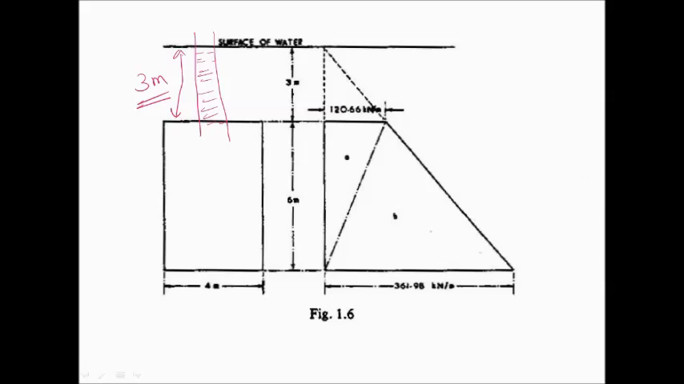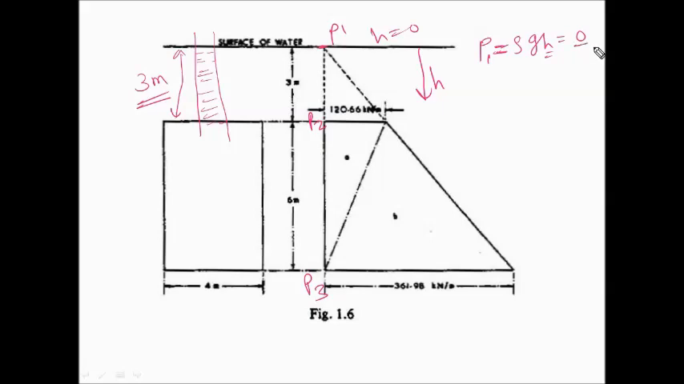What is the calculation? You have to find out the pressure. I will call this location P1, this location P2, and this location P3. So calculate the pressure P1 at the free surface. It will be rho g H. So the pressure, H will be 0 here, H equal to 0. As we go down, H is increasing.